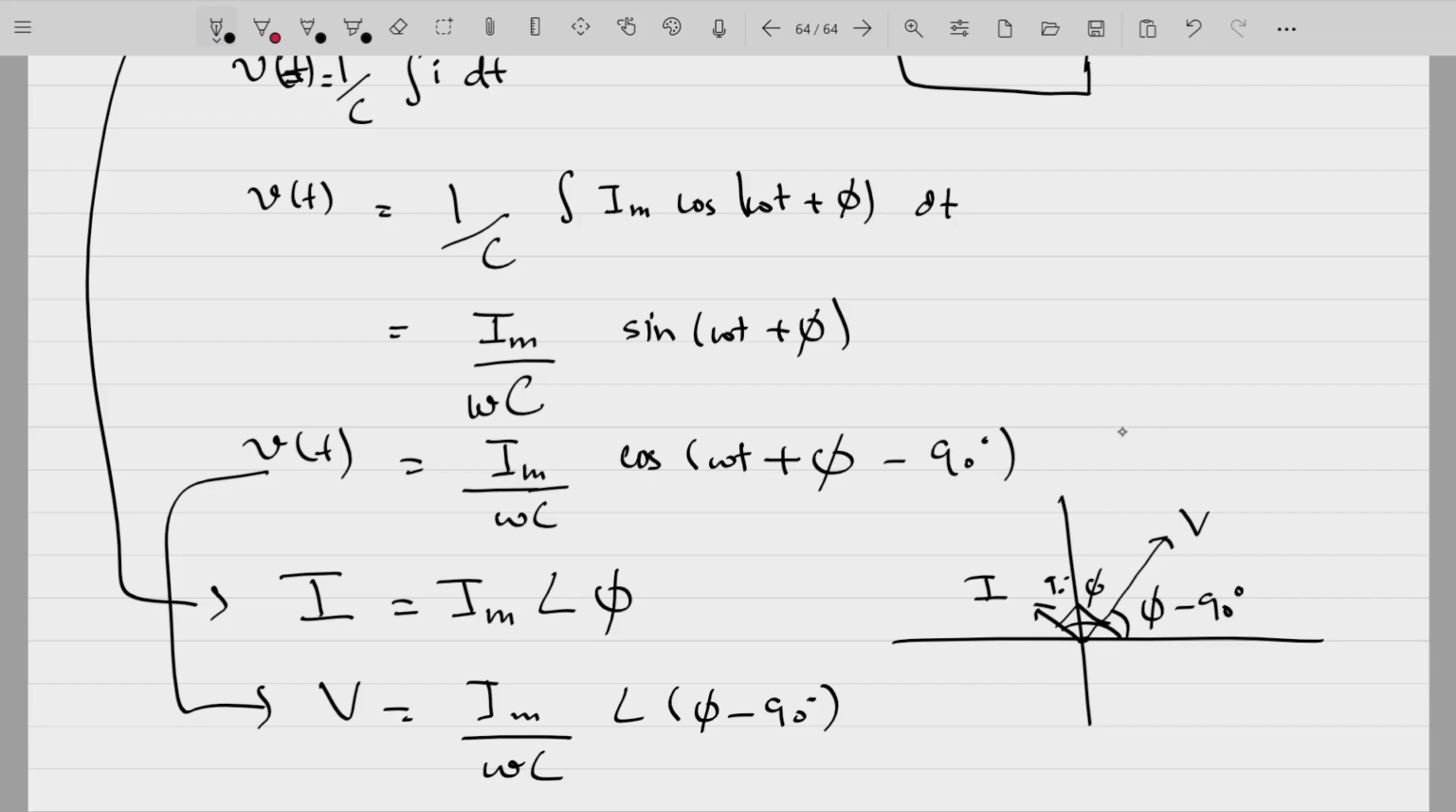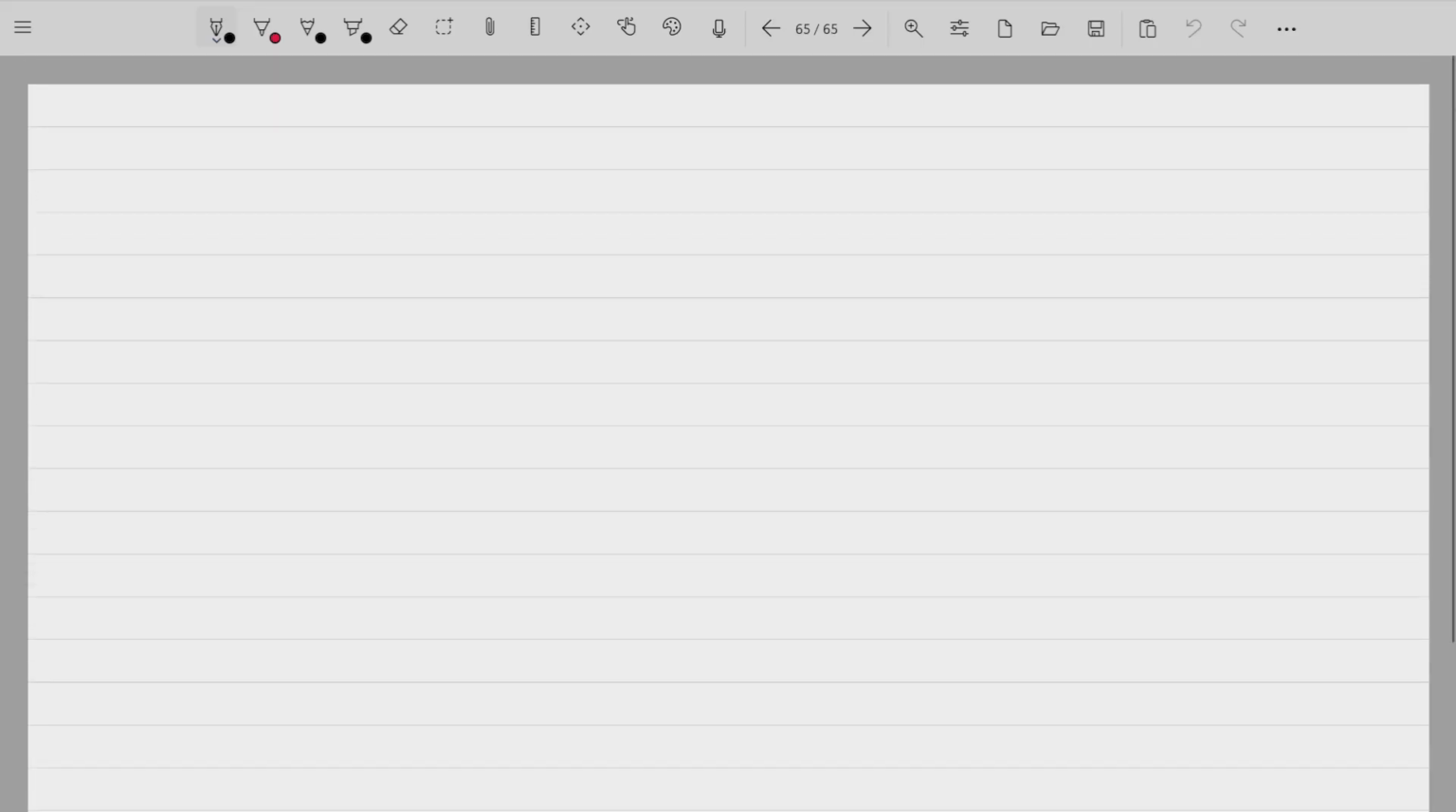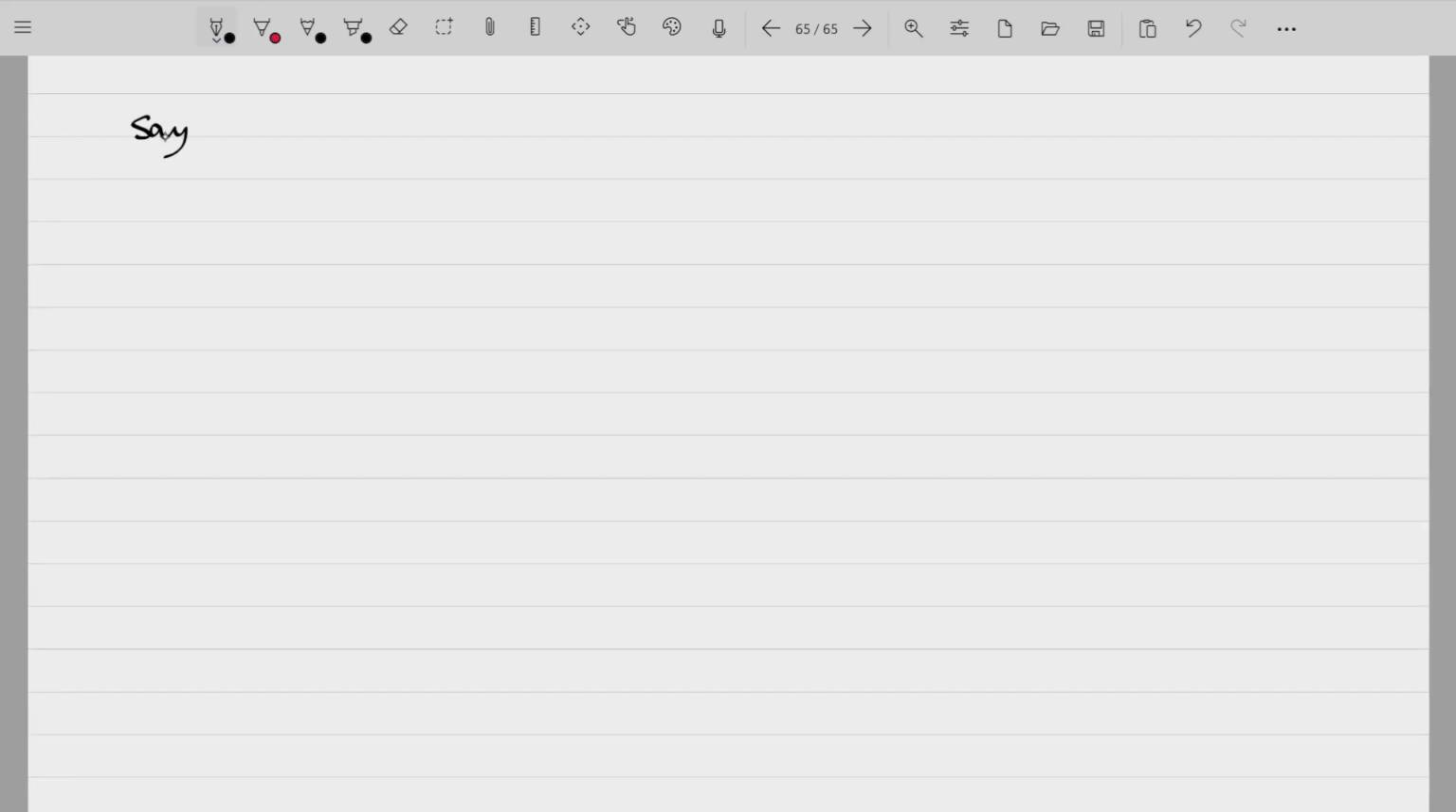Fine. So say, for example, phi is equal to 120 degrees. So I will be in the third quadrant. It is making an angle of 120 degrees with respect to the x-axis. Therefore, voltage will be making an angle of 120 minus 90, that is 30 degrees with respect to the x-axis. This is for phi equal to 120 degrees. You can also draw this for, say, phi equal to 0 degrees.